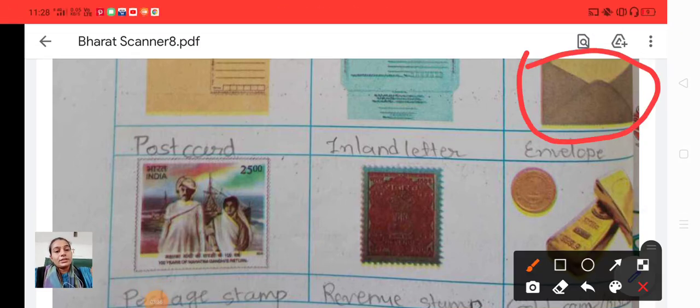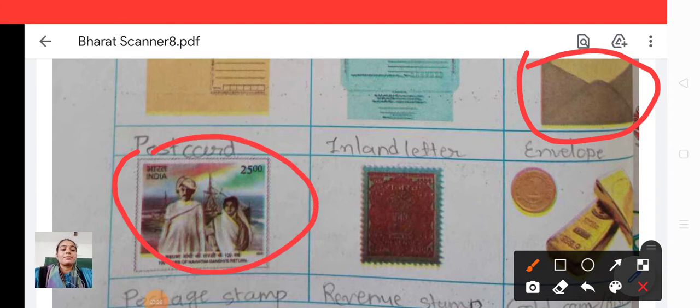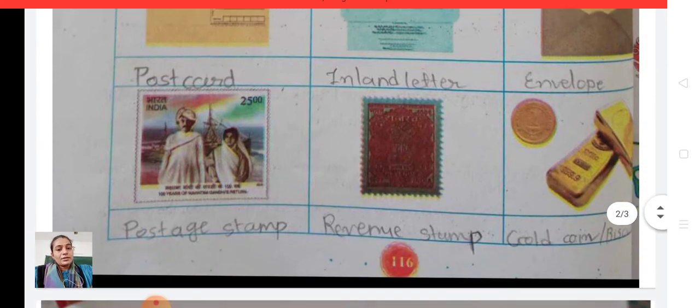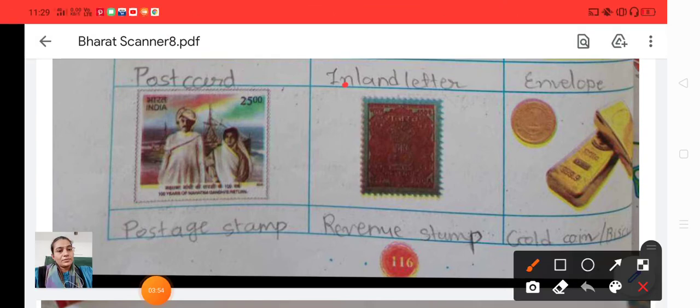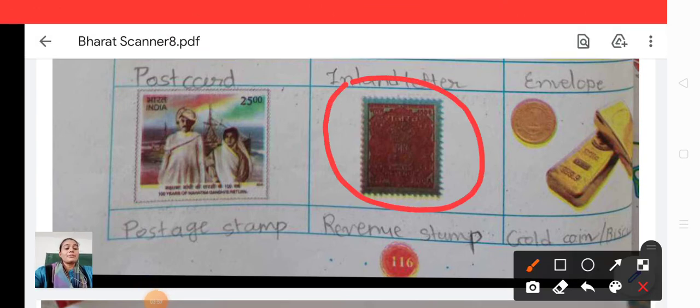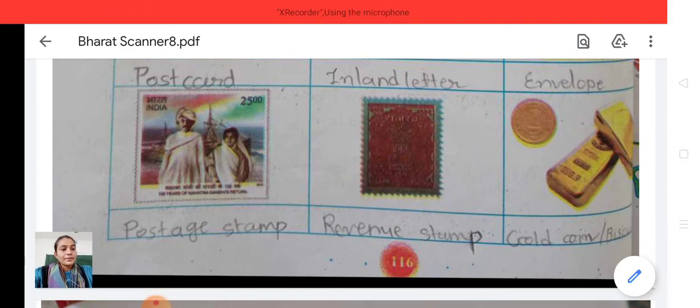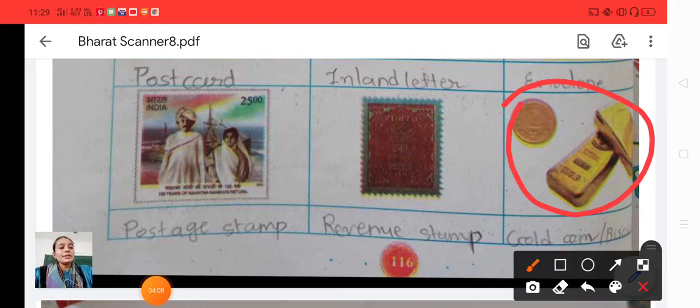Now fourth one, this is postage stamp. Postage stamp is a small piece of paper issued by post office, which was a token of a prepayment for postal service. Now this one is revenue stamp. A revenue stamp is a label used to collect taxes or fees on documents. Now this is gold coin and biscuits.